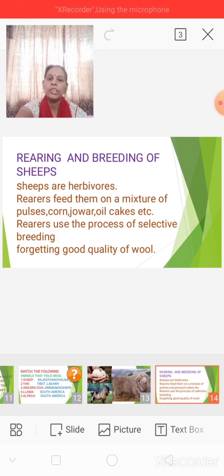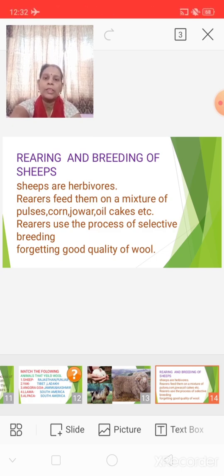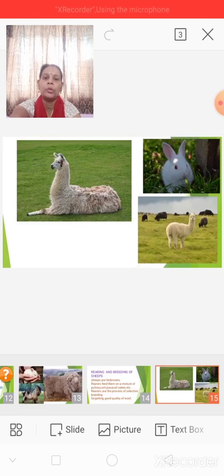So as we know, sheep are all herbivores by nature. So that means the rearers feed them on a mixture of pulses, corn, jowar, oil cakes, etc. And after giving them good food, they also undergo the process of selective breeding, which we just discussed. Now, why are they doing such things? Why are they practicing these two things? In order to get good quality of wool. Because until they get good quality of wool, it's of no use to tame these sheep, because they are rearing these sheep for wool only.